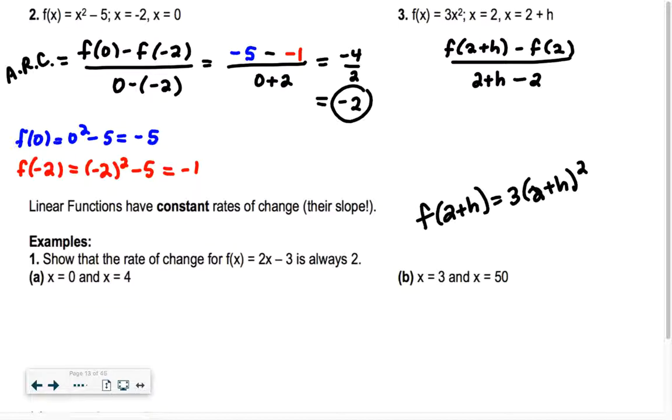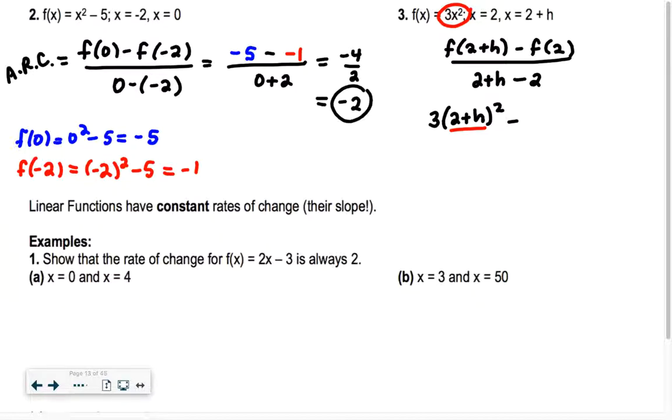So we're going to have 3 times 2 plus h squared. So let's write that in here. So we have 3 times 2 plus h squared. Do you guys see how the function was 3x squared? So we're replacing the x with our 2 plus h. So then we have minus whatever f of 2 is. So f of 2 is 3 times 2 squared, which is really just 12. So you can just write 12 if you want to. And then it's all over 2 plus h minus 2.